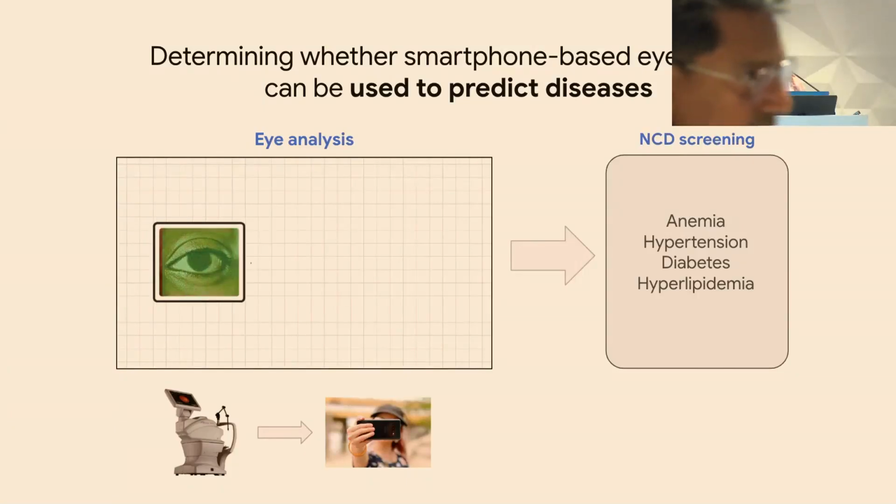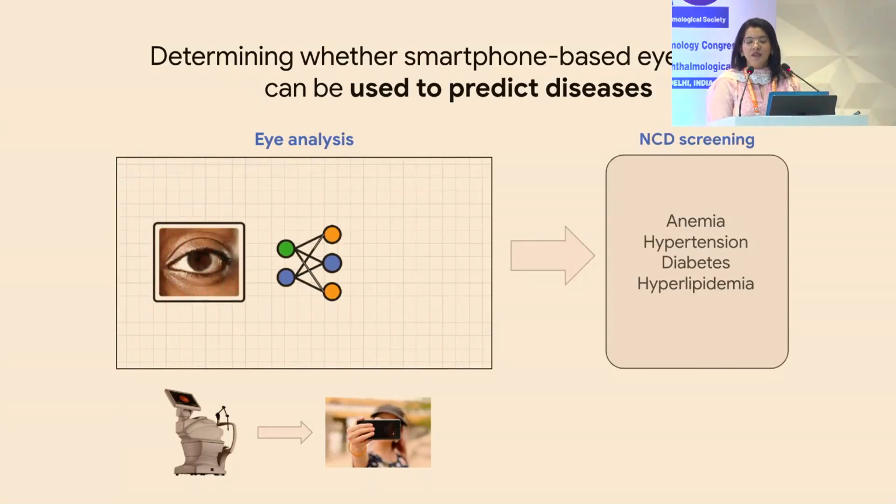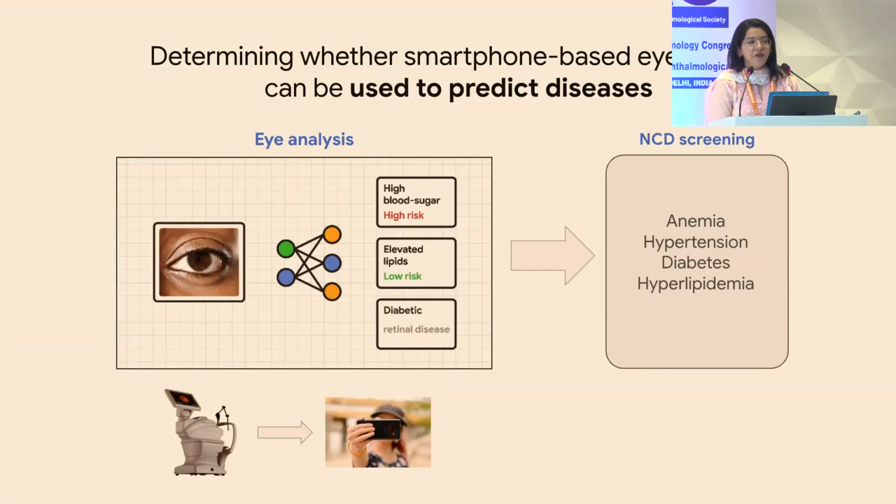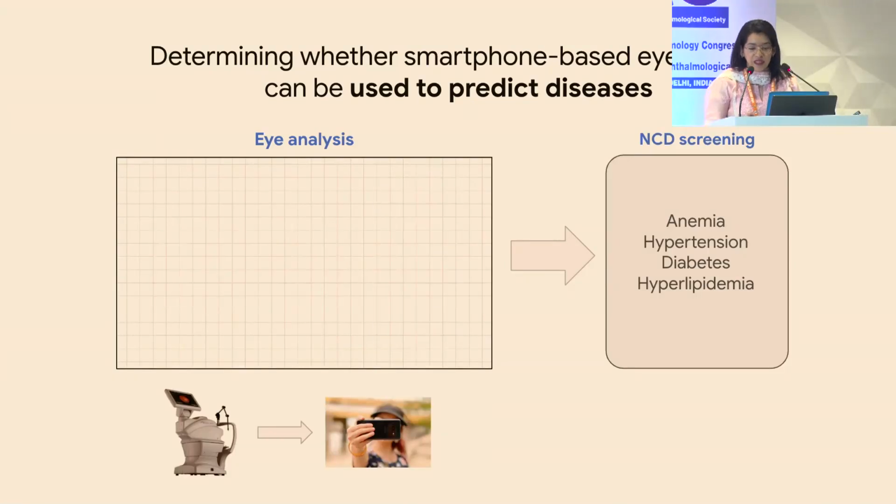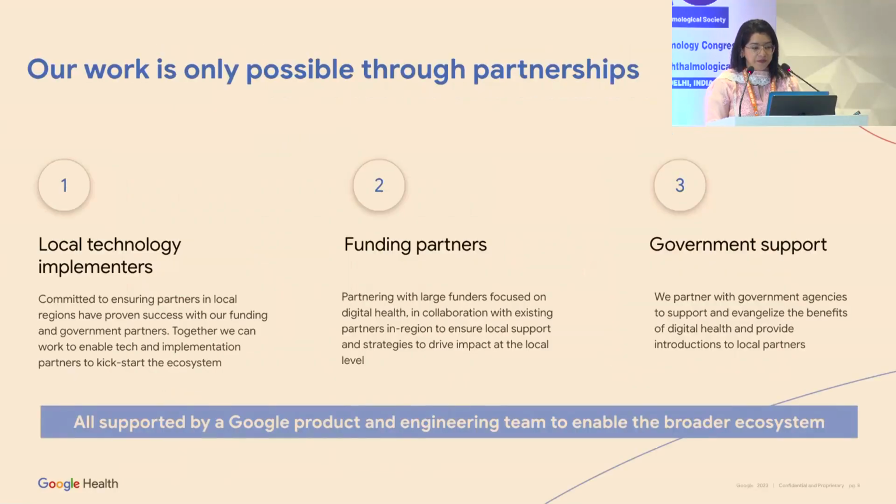Another piece that we've been working on, which I think Dr. Rajiv also touched upon previously, is to use fundus images to help detect non-communicable diseases. We are in the process of trying to figure out how the same thing can be used with external eye images, and these would be external eye images that are taken with the help of a mobile phone. This is still research in progress, but initial findings look good.